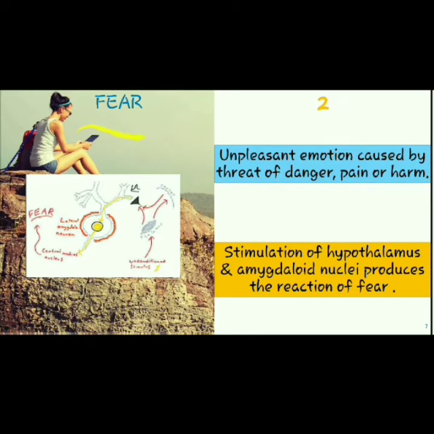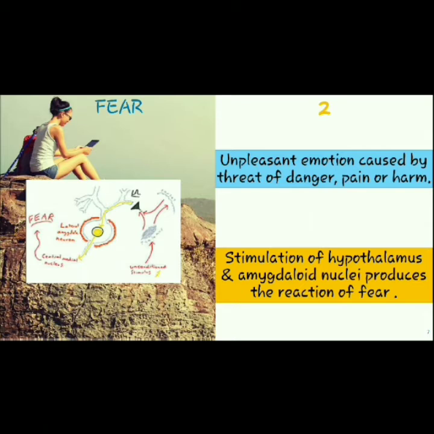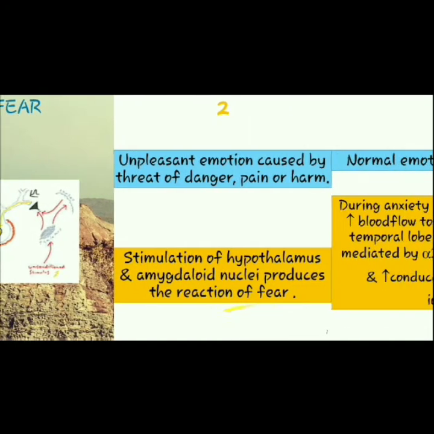The most common one, fear. What is fear? Yes, fear is an unpleasant emotion caused by threat of danger, pain, or harm. Now, what happens in our brain? Yes, when we fear, there is stimulation of the hypothalamus and amygdaloid nuclei which produces the reaction of fear.